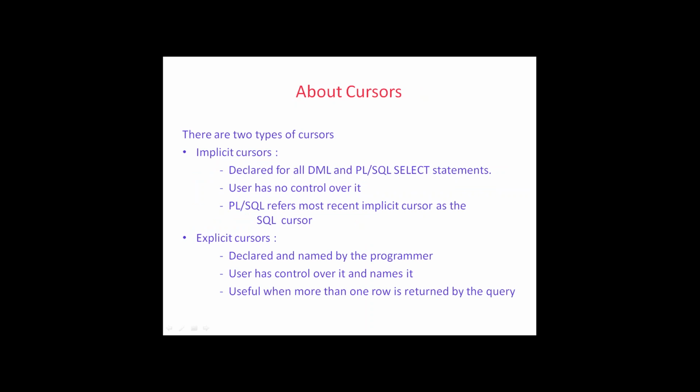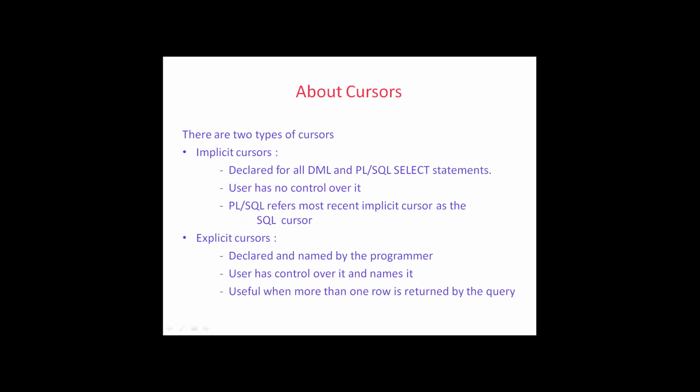One is the implicit cursor and the other is the explicit cursor. The purpose of both of them is the same, but it depends upon how exactly you want to use it and how many rows you want to retrieve.